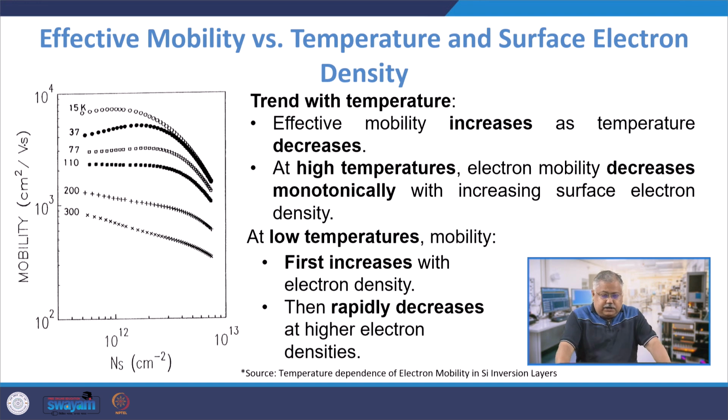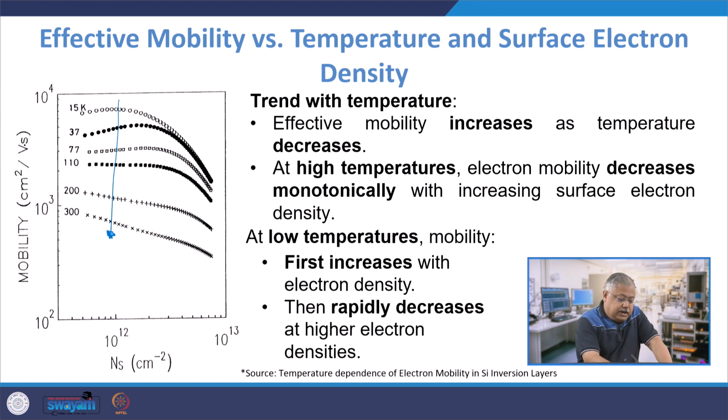This is again with temperature only, but mobility on the left hand side. Now, two things to be kept in mind. As the temperature increases, obviously the mobility starts to go down. So, the mobility goes down as you move from top to bottom, right. So, this is clear for the first thing. Now, as the temperature becomes higher, the electron mobility decreases almost monotonically with increasing surface electron density.